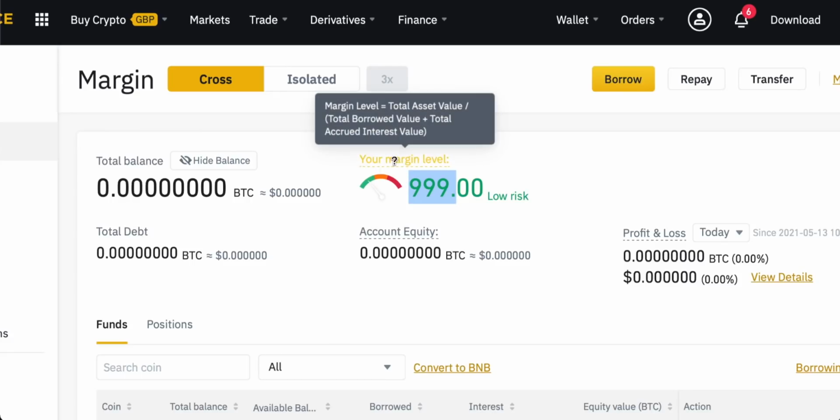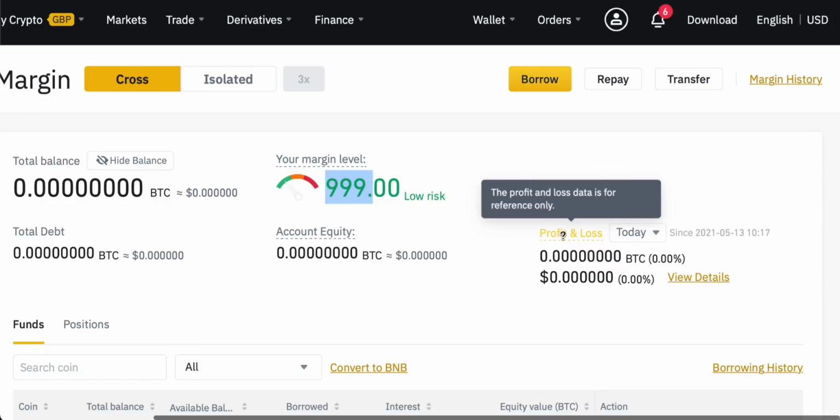Coming to your profit and loss, this is just simply how much you've made or lost on the day, depending on your open positions.